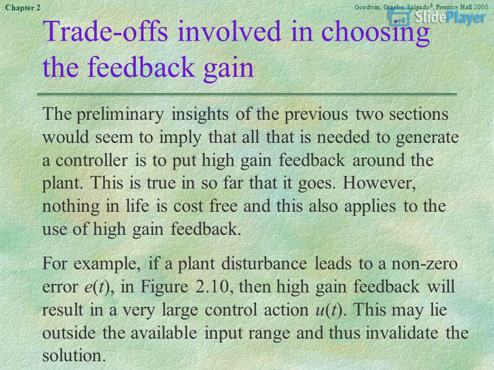The preliminary insights of the previous two sections would seem to imply that all that is needed to generate a controller is to put high-gain feedback around the plant. This is true insofar that it goes. However, nothing in life is cost-free, and this also applies to the use of high-gain feedback. For example, if a plant disturbance leads to a non-zero error E(t) in Figure 2.10, then high-gain feedback will result in a very large control action U(t). This may lie outside the available input range and thus invalidate the solution.